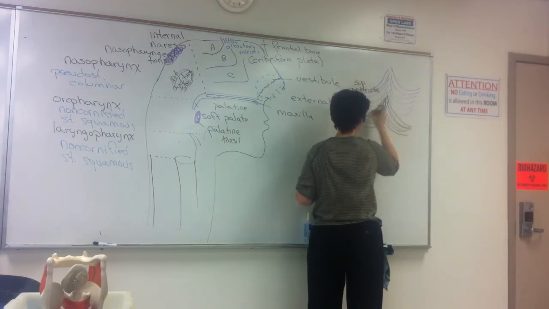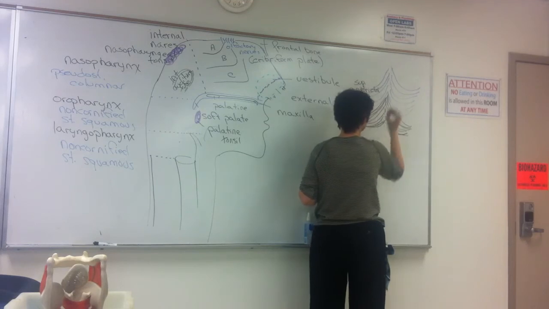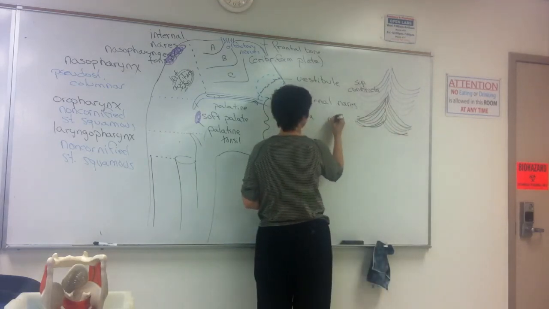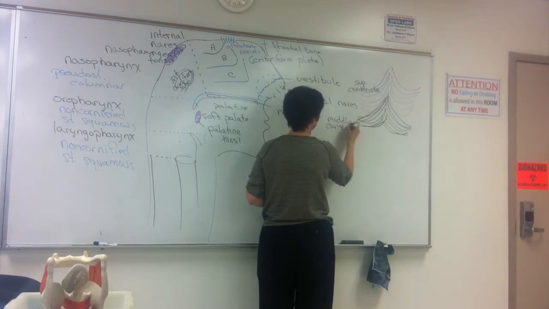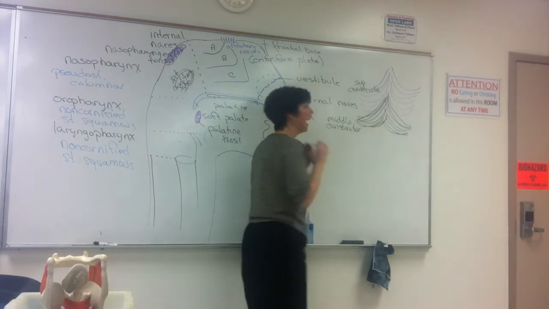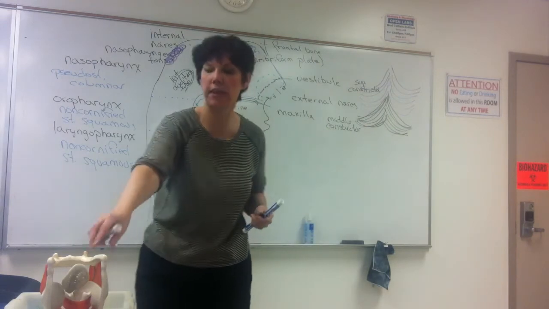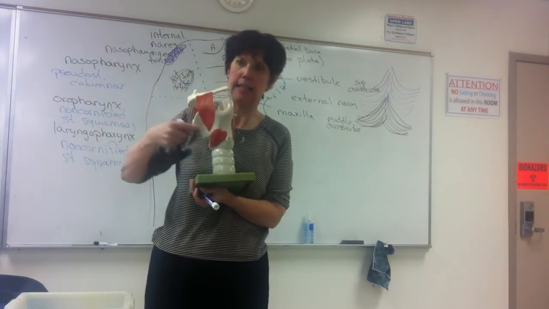What I mean by a Christmas tree or a fir tree. And that would be the middle constrictor. And the inferior constrictor comes off the thyroid cartilage of the larynx. Okay. This one right here.